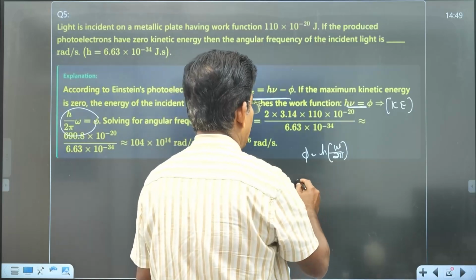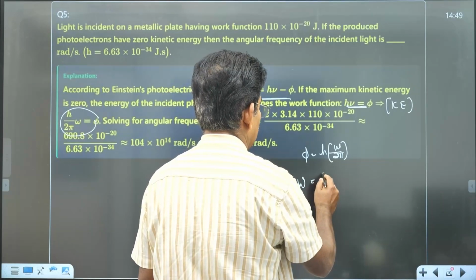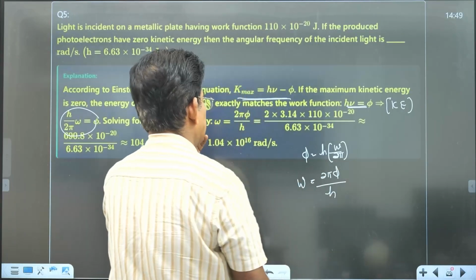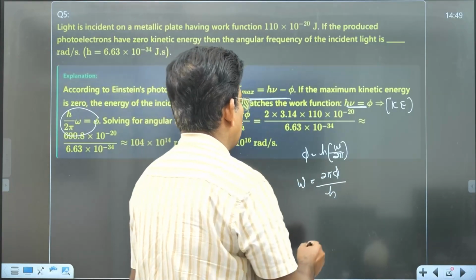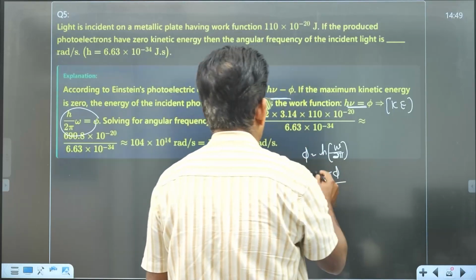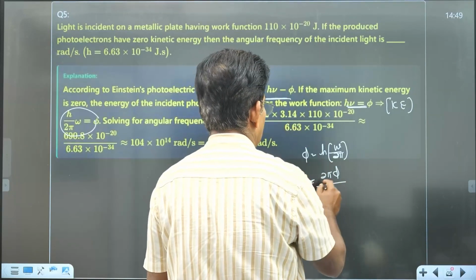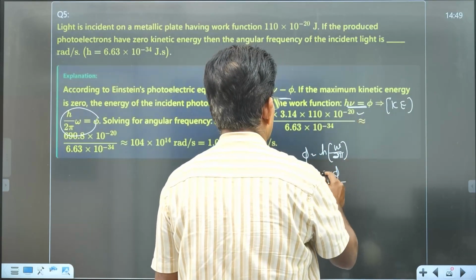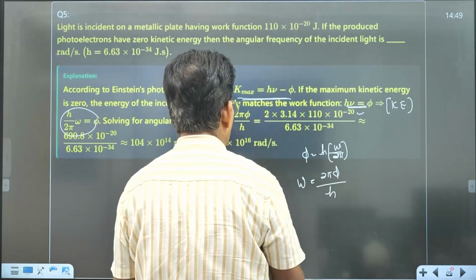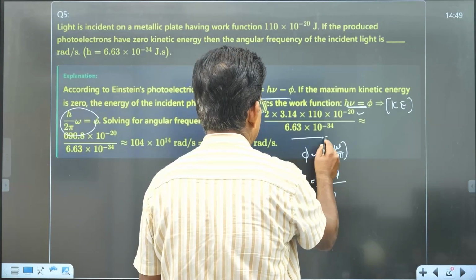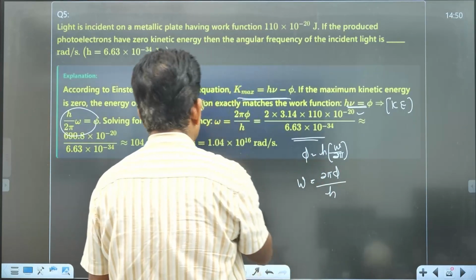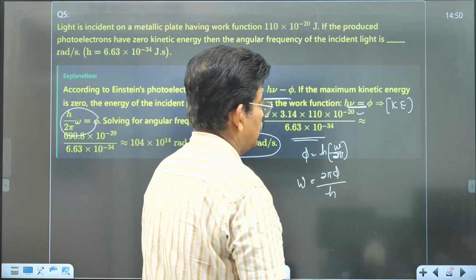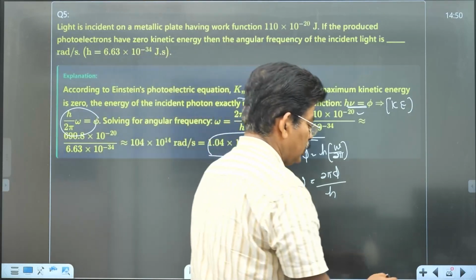Then we want the angular frequency. Angular frequency is 2 pi into work function by h. So this is coming to be 2 into pi, we have taken 3.14, work function is given to be 110 into 10 to the power of minus joule, that is 2.25 divided by h, 6.63. When you work it out, this is coming to be nearly 1.04 into 10 to the power of 16.